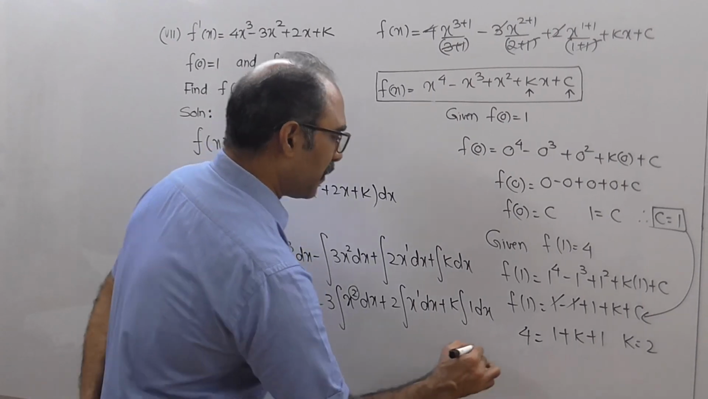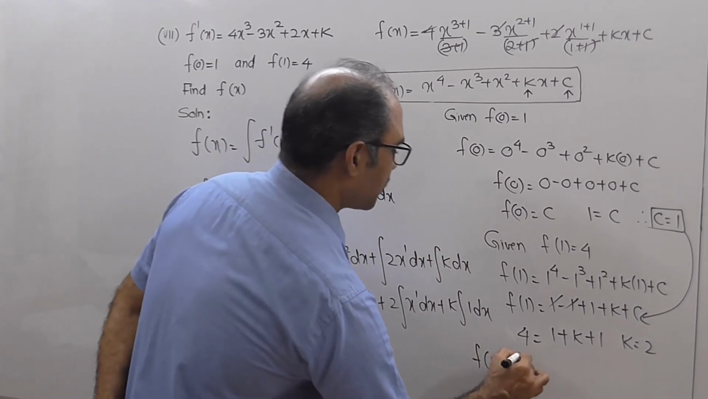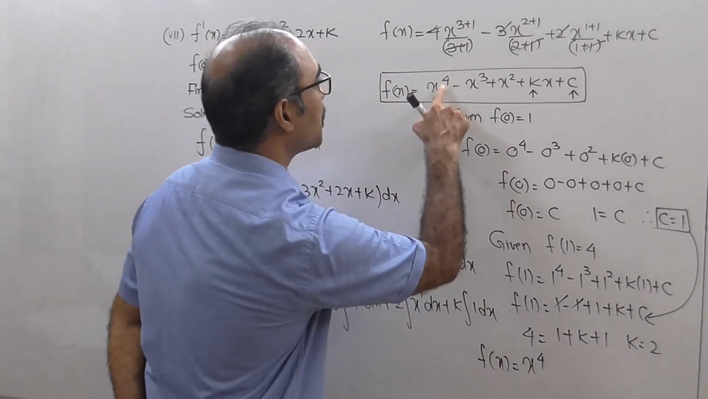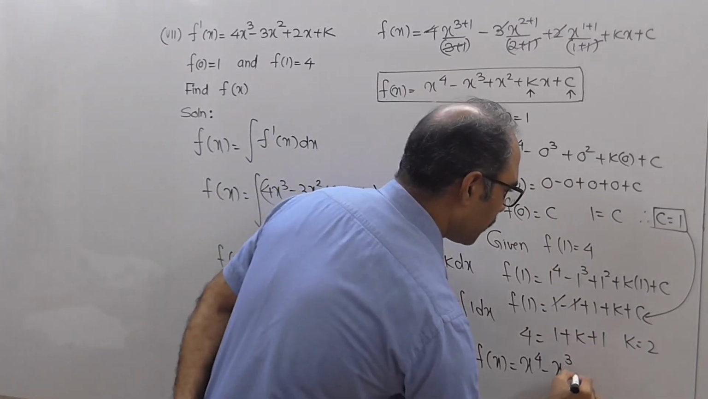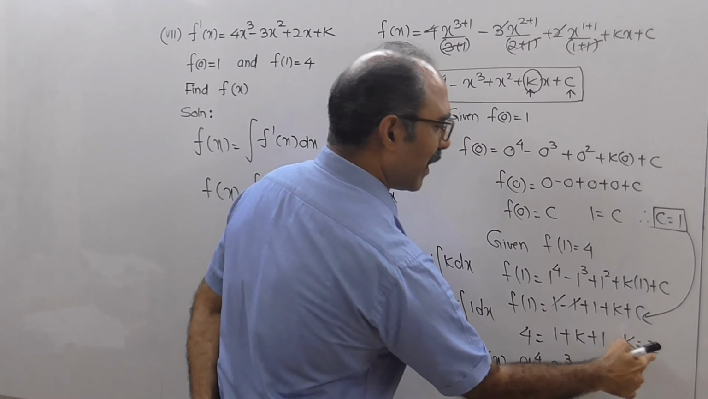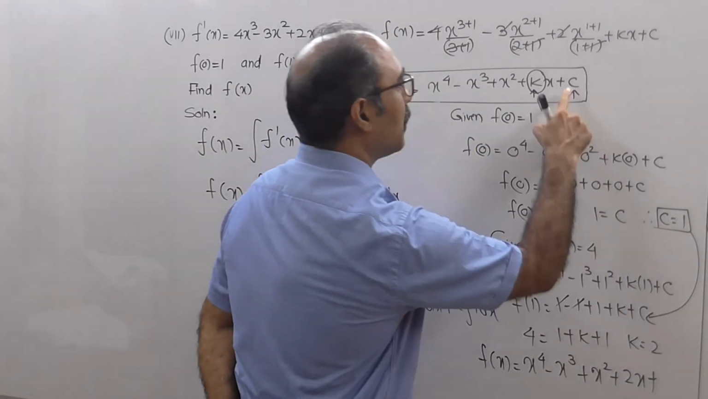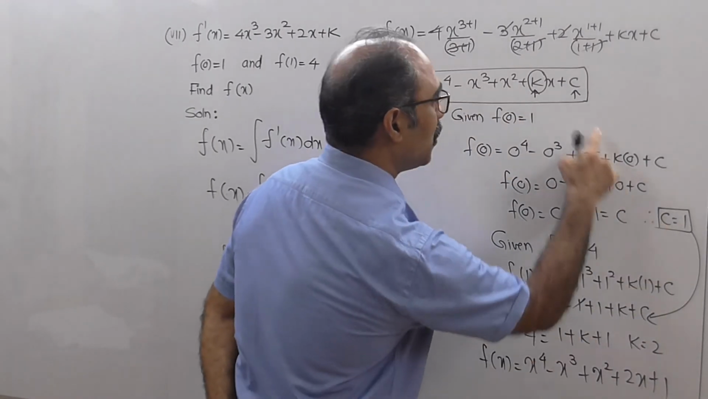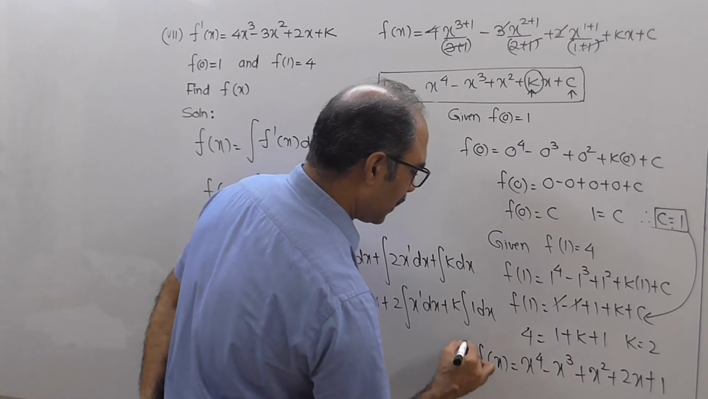Now the question is, you have to find the value for f of x. F of x will be x raised to 4 minus x cube plus x square plus kx. I think the value of k is here, so kx will become 2x, plus c. Replace the value of c. What is the value of c that you have? 1. So replace the value of c with 1. This is your answer.